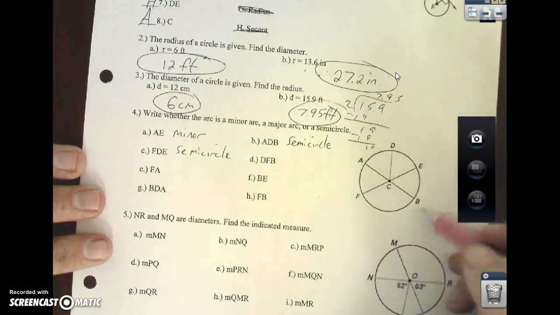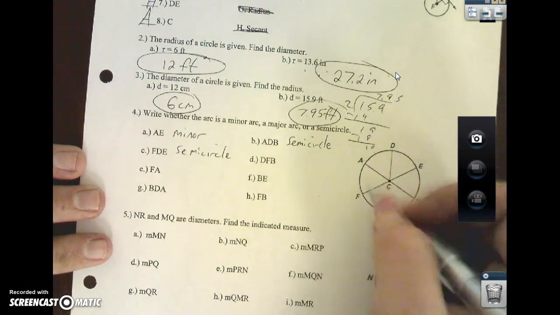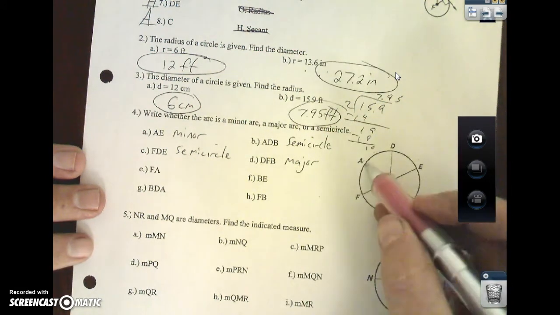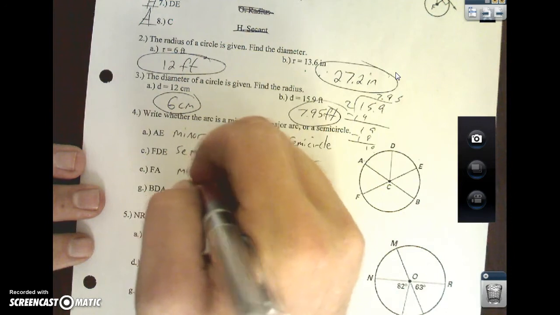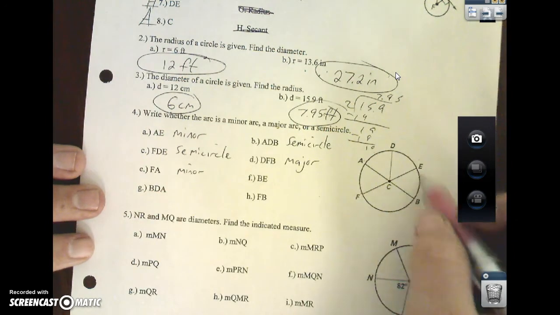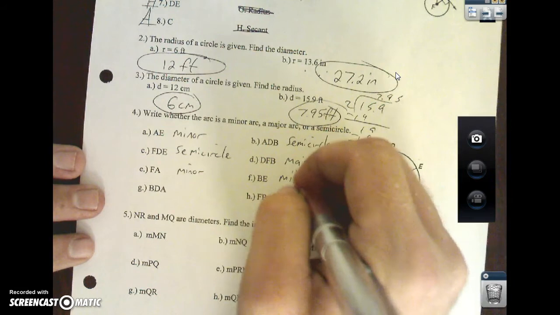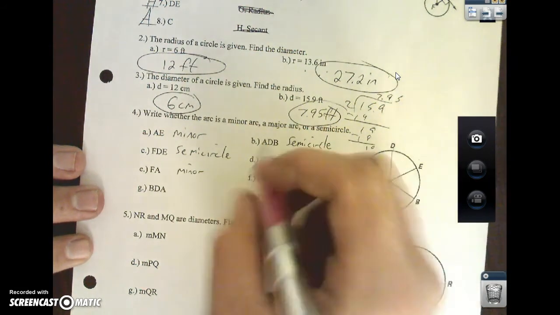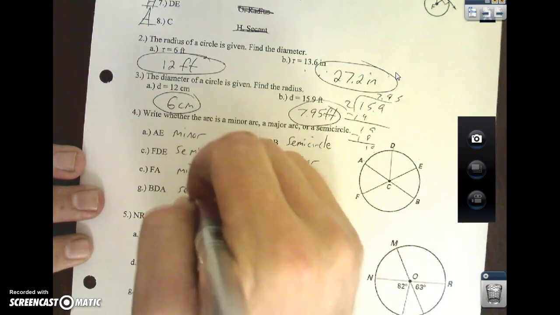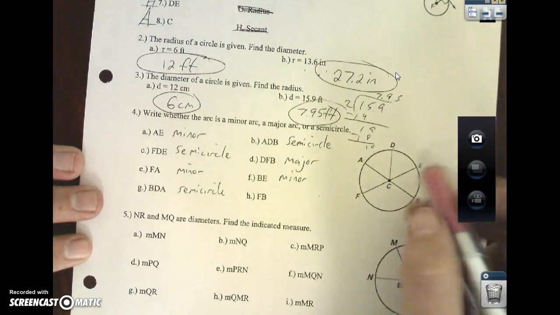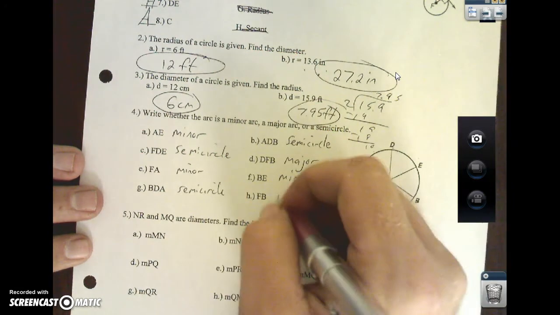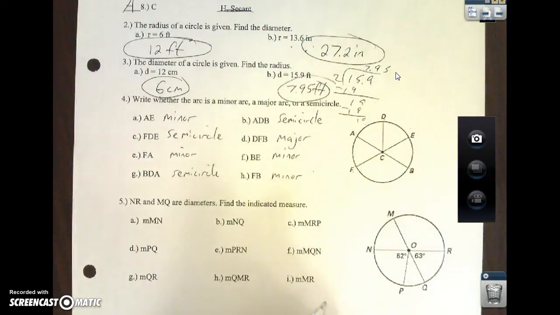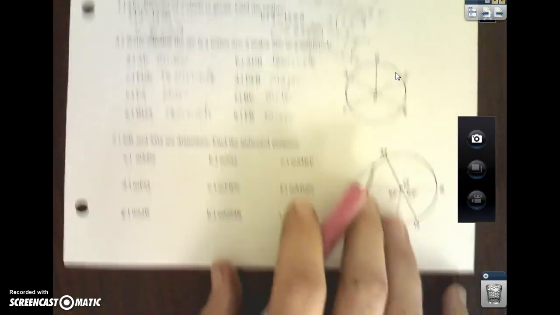DFB, all the way around. That's a major arc. FA, real short, minor. BE, same idea, minor over here. BDA, BA is your diameter, so therefore it's a semicircle. And then FB, it starts right here, goes to here, it will be minor. Easy problems, please make sure you guys cash in on the easy problems. You want to make sure you do that.